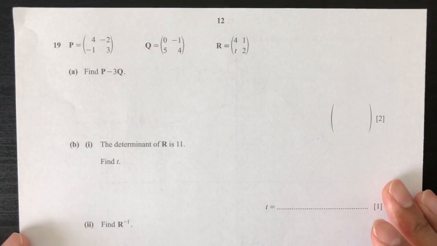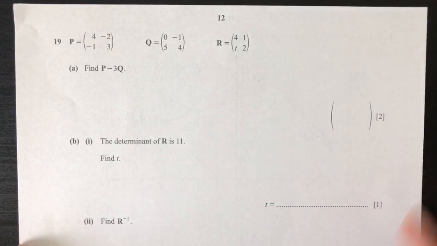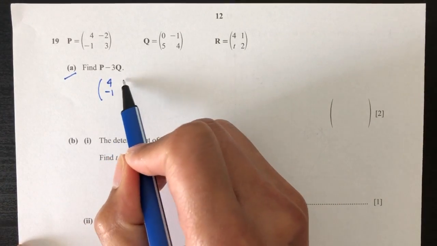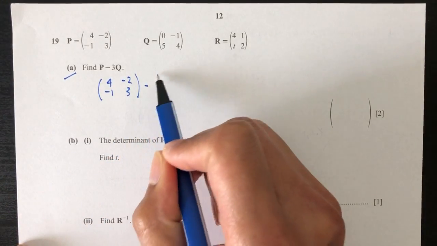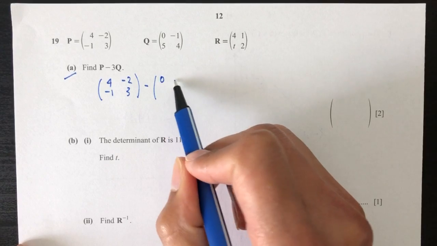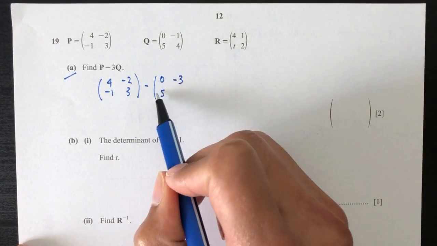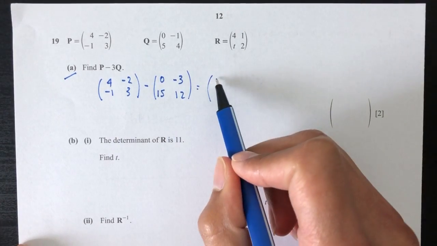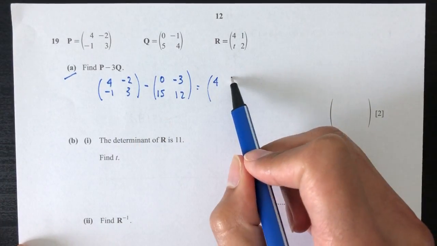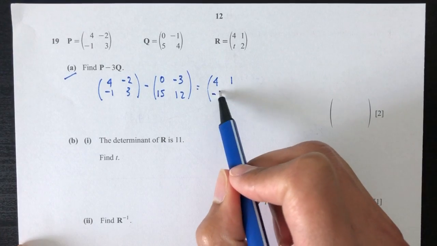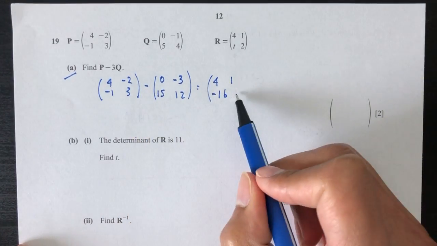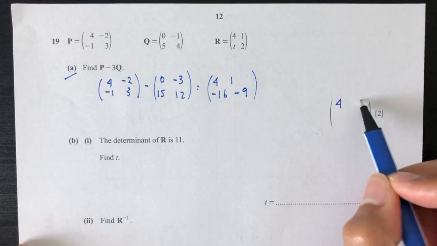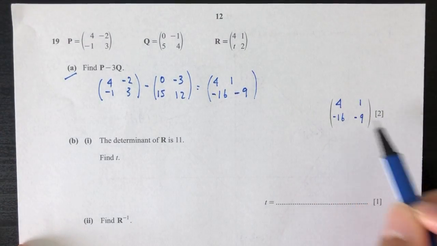Now question number 19, we have P, Q, R as those three matrices. So part 1, find P minus 3Q. So P is, so in 3Q, we'll bring the 3 inside. You have 0 minus 3. 5 times 3 is 15. And we have 12 here. That will be 4 minus 0 is 4. Minus 2 minus 3 is 1. Minus 1 minus 15 will be minus 16. 3 minus 12 will be minus 9. So 4, 1, minus 16, minus 9.